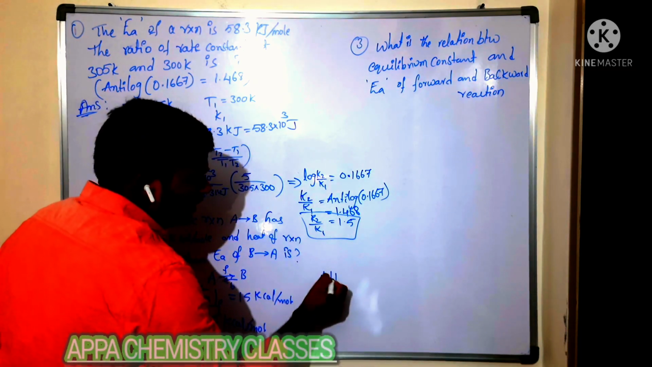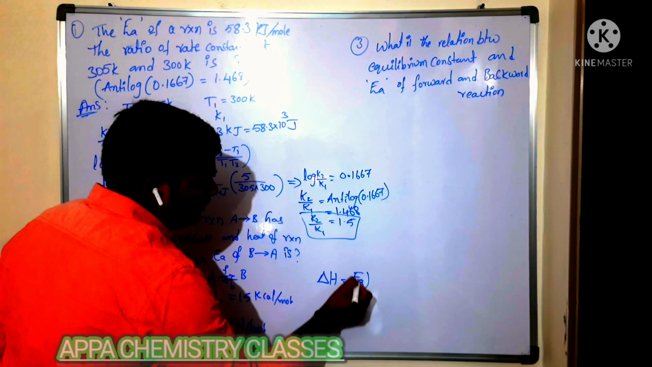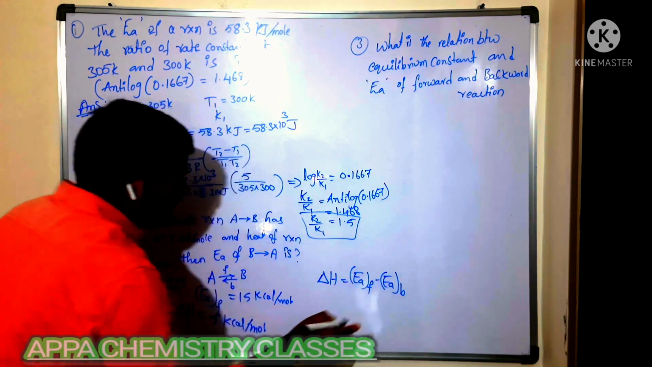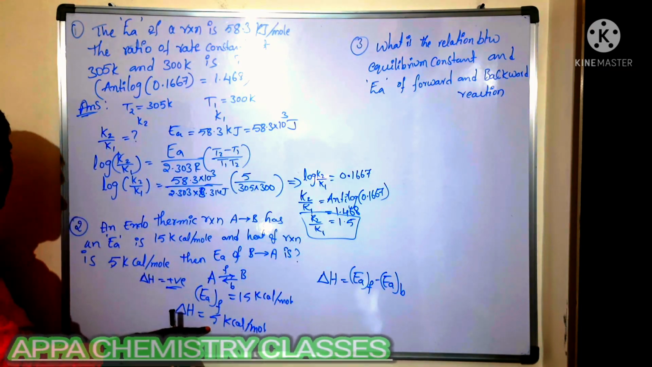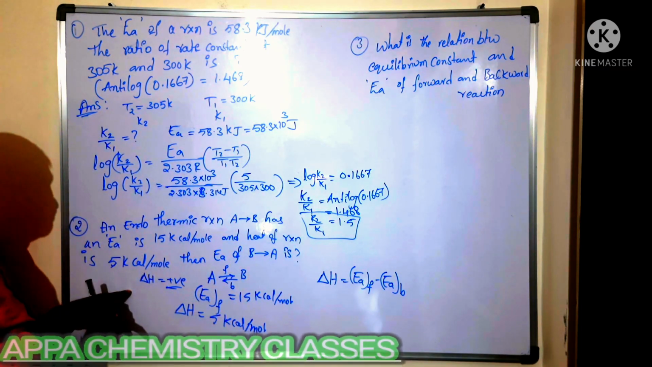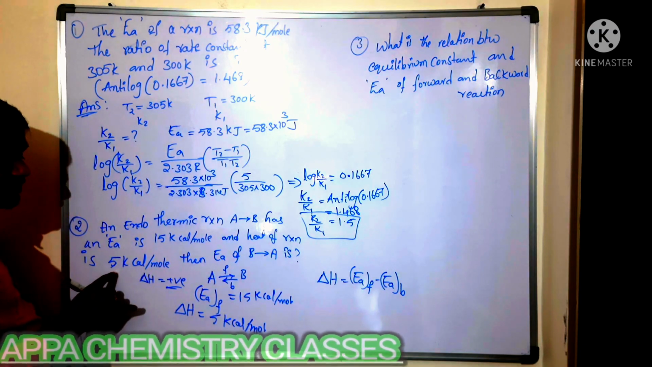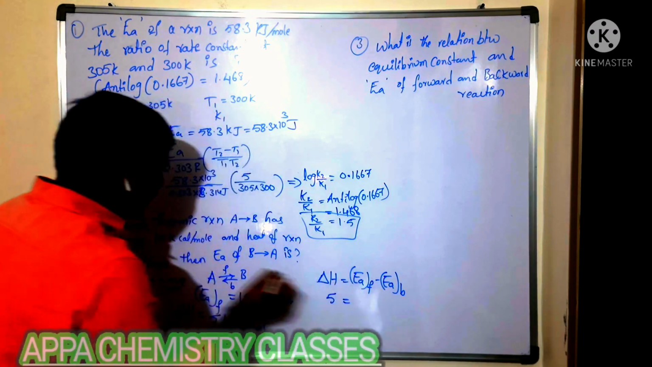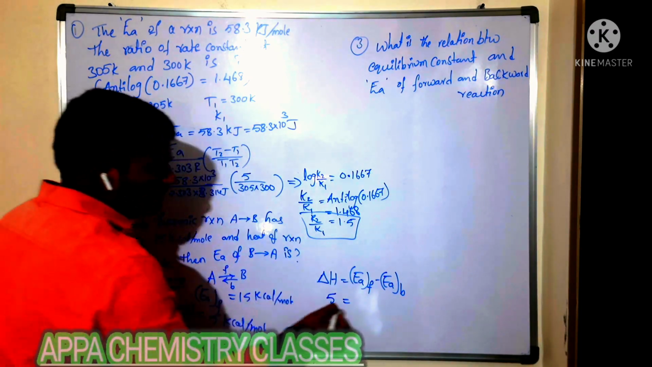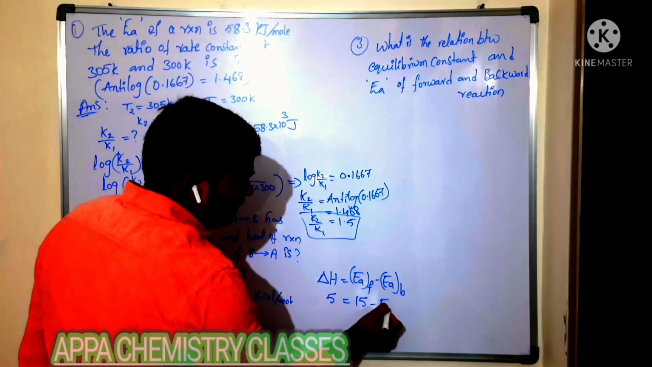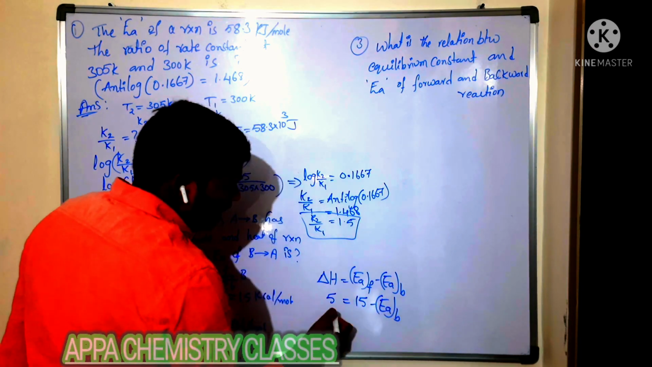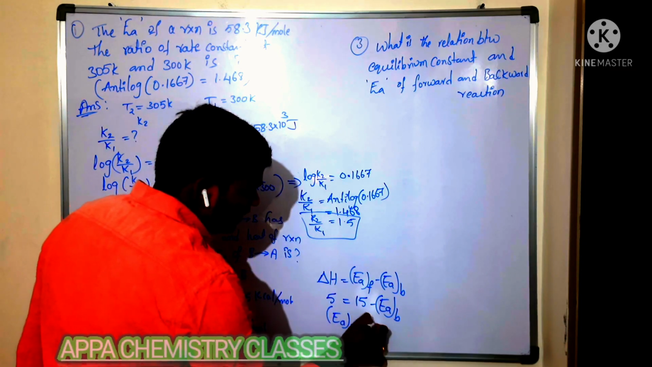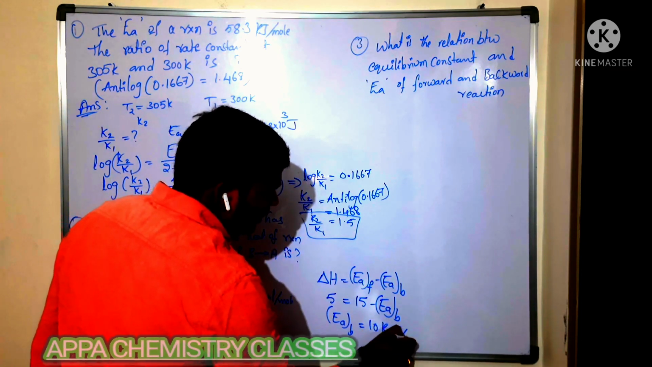So what we know, delta H is equal to activation energy of forward direction minus activation energy of backward direction. Have you understood why I am taking +5? Because it is an endothermic one. If they are saying exothermic, you have to take -5. Now in this case 5. So activation energy in forward direction is how much? 15. So the activation energy in backward direction is 15 minus 5, that is 10 kilocalorie per mole. Is that clear?